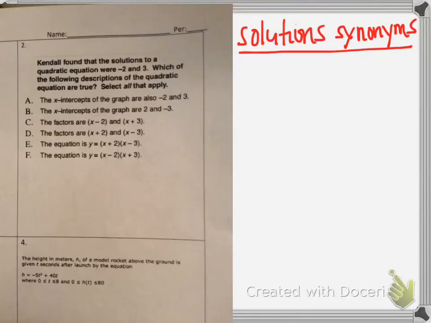For number 2, let's read what we have. We said, Kendall found that the solutions to a quadratic equation were -2 and 3, and which of these descriptions apply to that quadratic equation? We have to select all that apply.